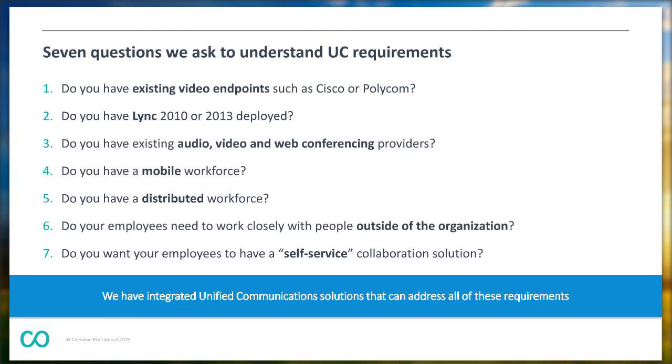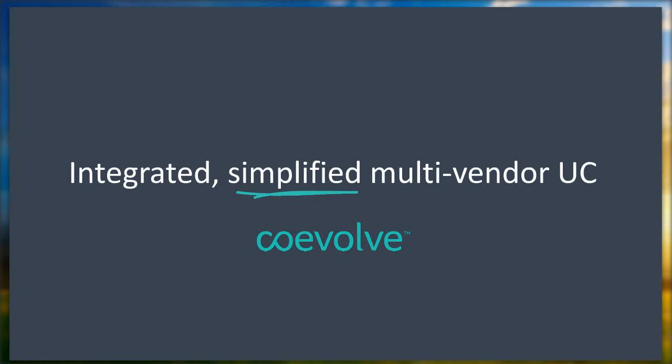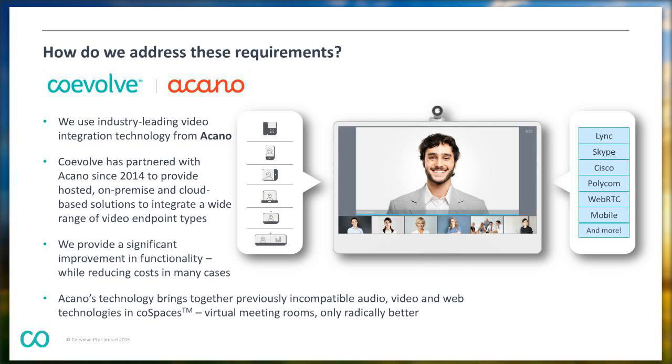So these are the starting points that we always focus on first to gain an understanding of what the requirements are. And the short answer is that we've got an integrated solution that can address all of these requirements and many more. And the key goal across all of this is to deliver a simplified multi-vendor unified communications environment. So removing the complexities and the barriers that have been traditionally associated with this space is one of the core objectives of our service. So how do we address these requirements?